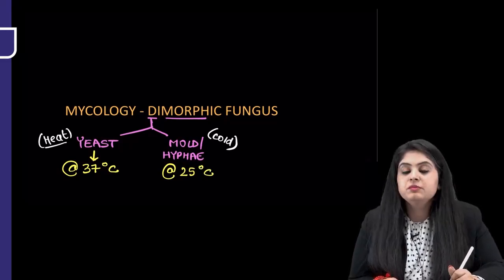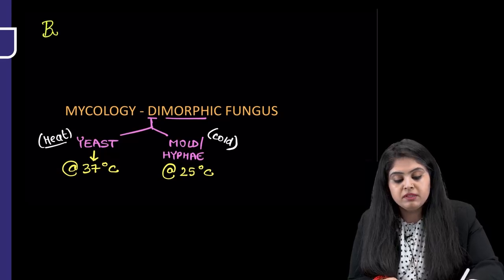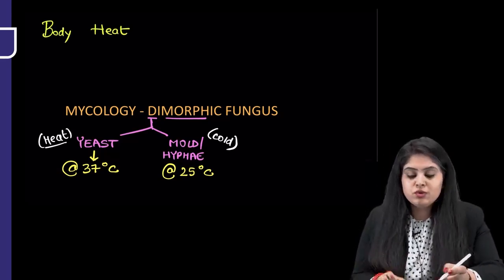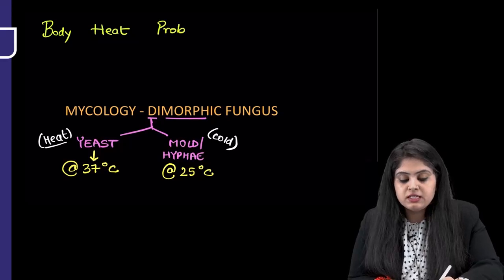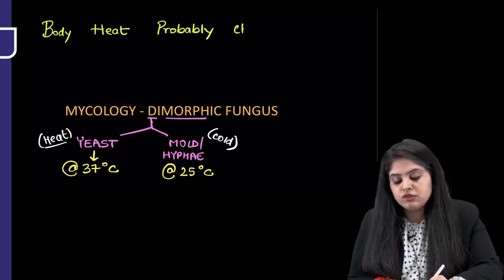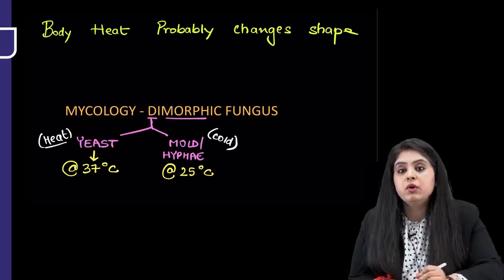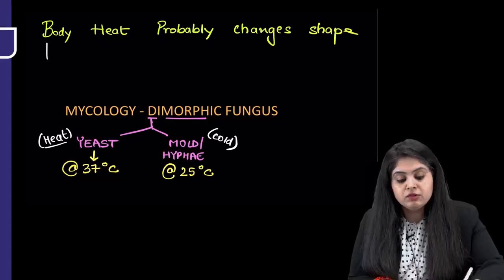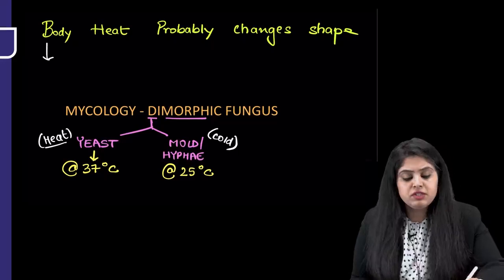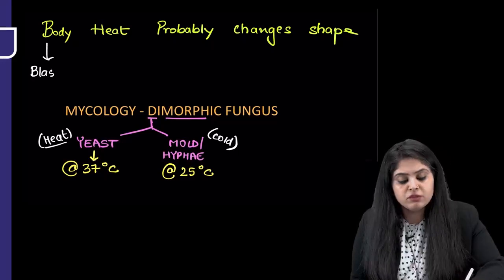And what are the organisms that come into it? I hope you remember the very famous mnemonic. Because you talk so much about heat and cold over here, body heat probably changes shape, and time and again I am going to come back to this mnemonic. What is it about B? So let's start right away. Rather than writing everything again, we are going to start one by one. So the first one is going to be blastomyces.